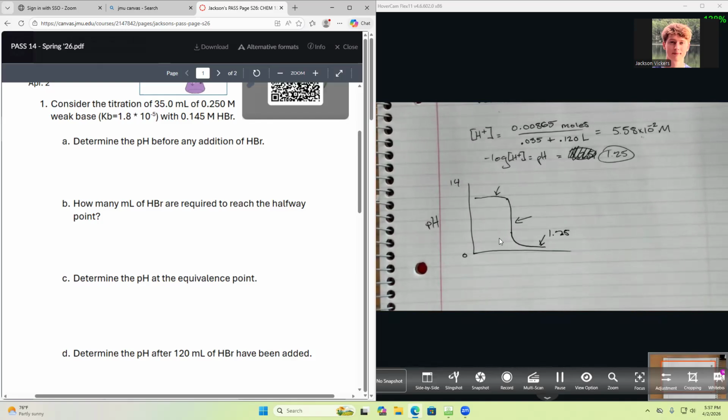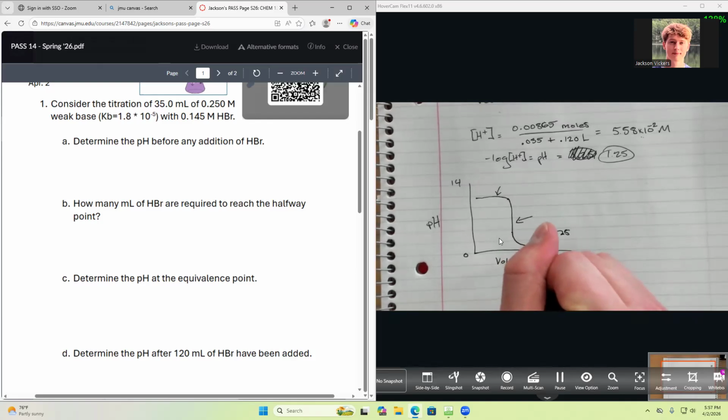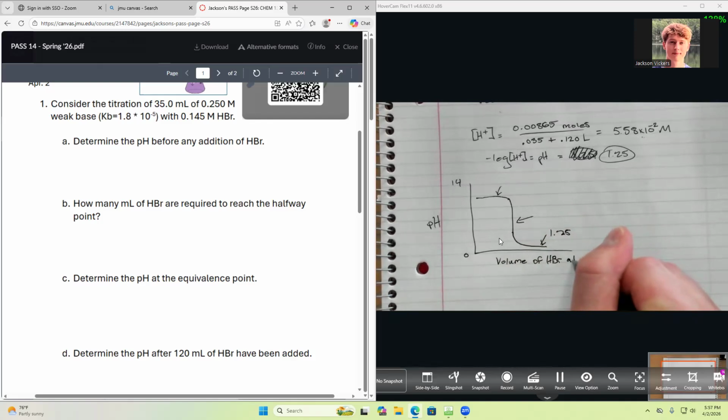Does that part make sense? Cool. I should say volume of HBr added on the x-axis.